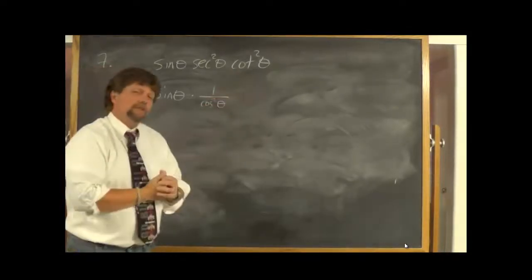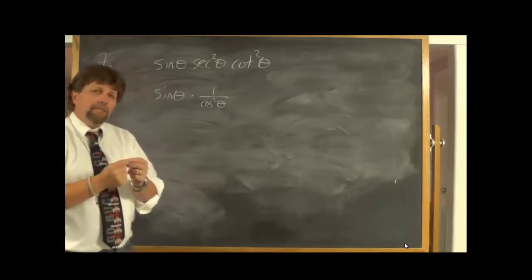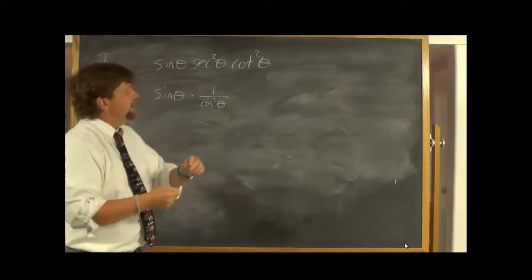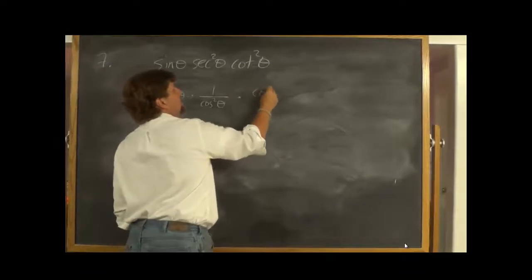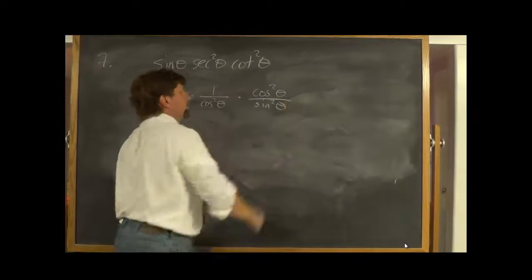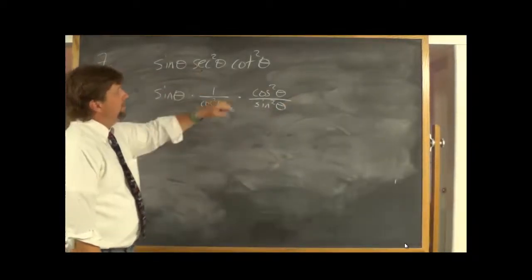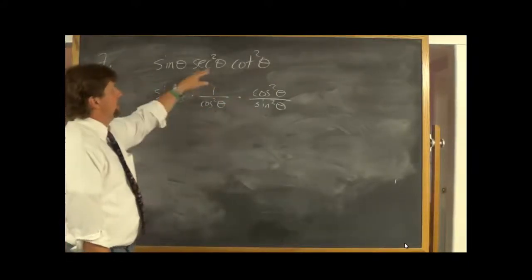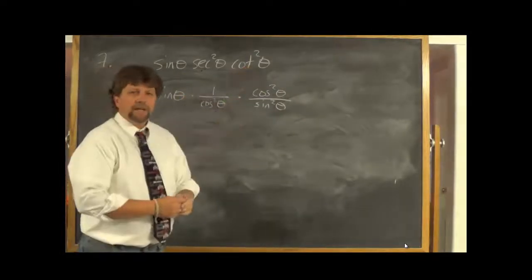Now for cotangent squared theta, I'm going to use the quotient identity for it. Remember, cotangent is cosine over sine. So cotangent squared will be cosine squared theta over sine squared theta. So I rewrote secant squared as 1 over cosine squared, and cotangent squared as cosine squared over sine squared. This is using a reciprocal identity. This is using a quotient identity.